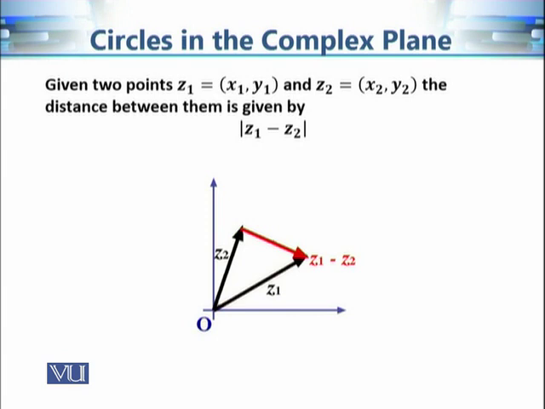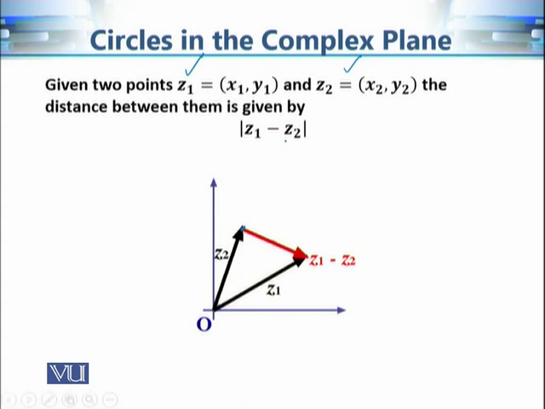Now, if we want to describe different geometrical properties of a region, we are going to need the notion of distance. In other words, given two complex numbers in the complex plane, what is the distance between them? We should be able to use our previous knowledge to see that if we are given a complex number z1 and a second complex number z2, then the distance between them is basically the modulus of z1 minus z2.